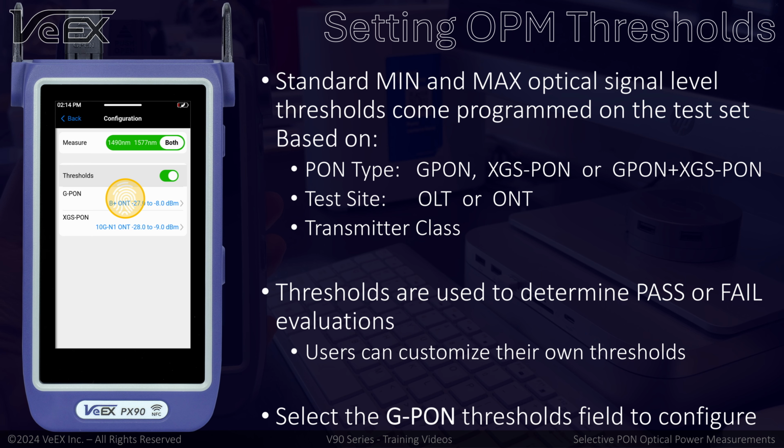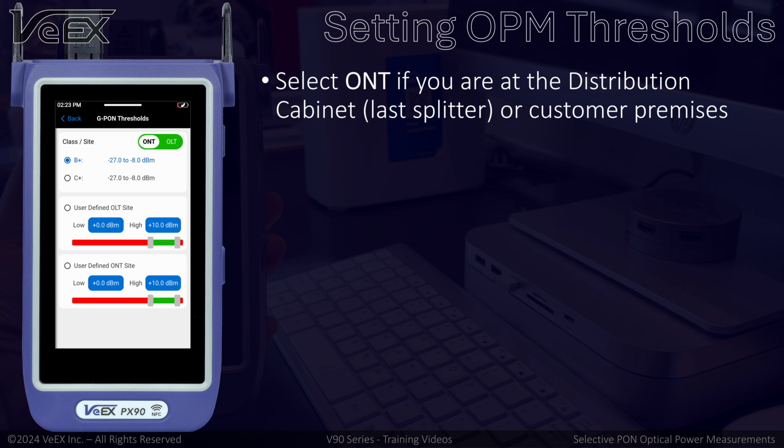Select the GPON first. These minimum and maximum thresholds are used to determine if the signals under test pass or fail the validation. If you are at the fiber distribution cabinet or at the subscriber's site, select ONT. The applicable 1G PON classes and standard acceptable optical signal levels will be displayed. Tap to select the class that applies to the link currently under test.